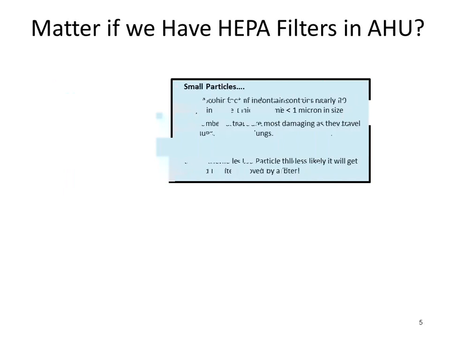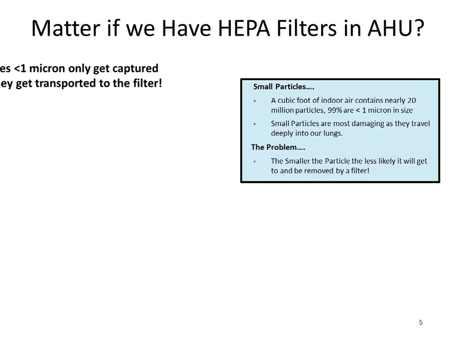Remember, a micron is 1/200th the size of a human hair. And the ones that are less than 1 micron are most dangerous because they travel deeply into our lungs. But the smaller particles, even if you have a HEPA filter, are less likely to be removed by a filter. For this reason, those particles less than 1 micron only get captured if they're transported to the filter.